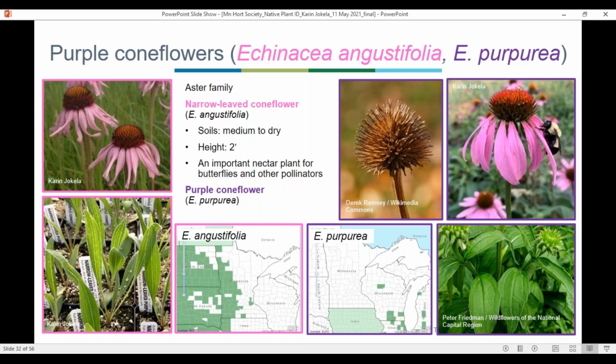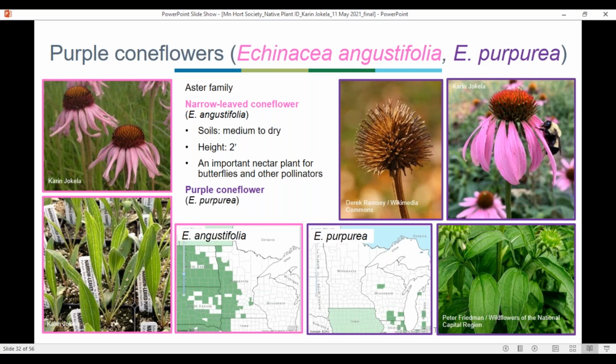Purple coneflowers are in the Aster family. There's really only one that's a true native to Minnesota, and that's narrow-leafed coneflower. So you can see the two different maps on the bottom there. These are maps showing the counties where those plants naturally occur in plant communities. And so narrow-leaf coneflower is a shorter plant. You see it in western Minnesota, drier prairies, skinnier leaves.